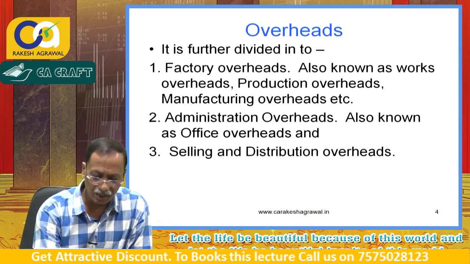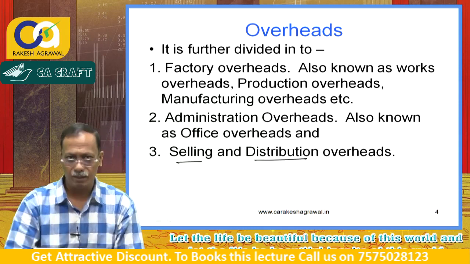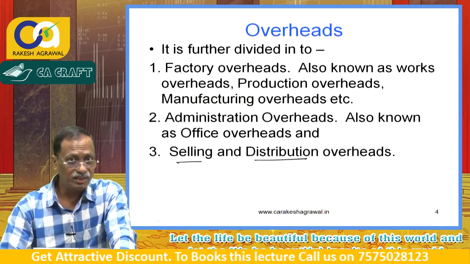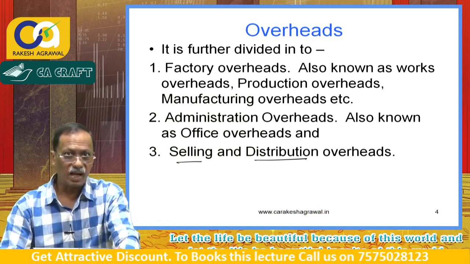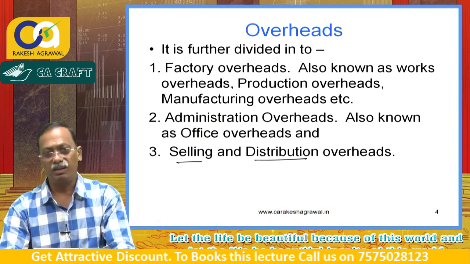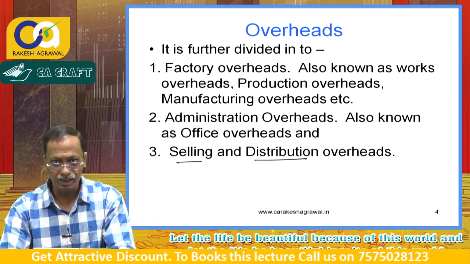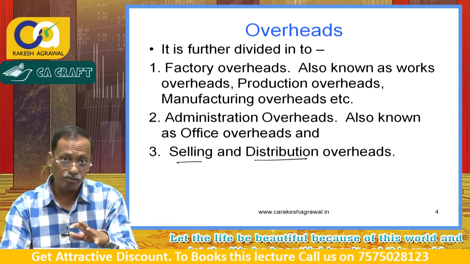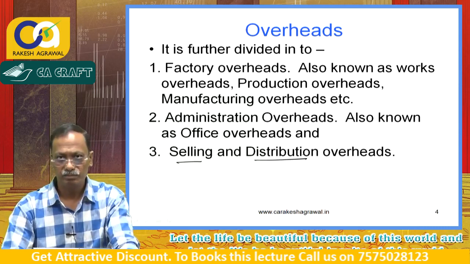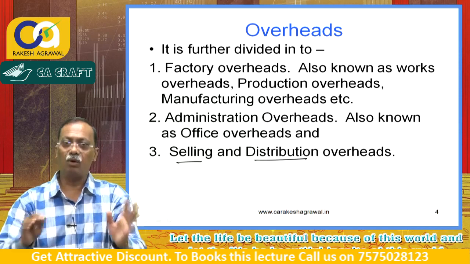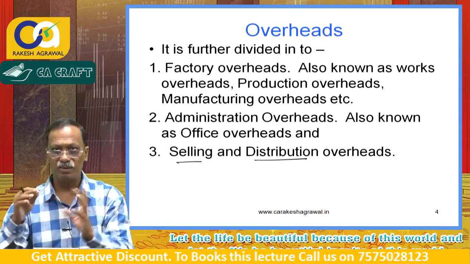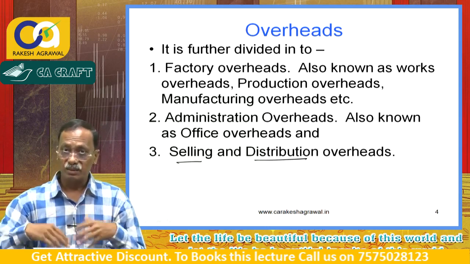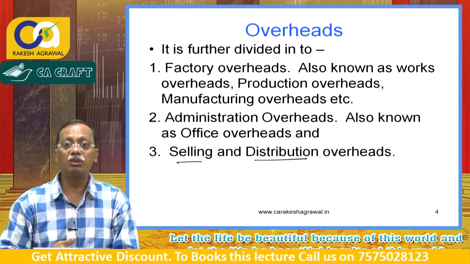Now dear friends, really speaking, these two words have got different meaning, but they are clubbed into one by costing people. Actually, selling activity is the activity for generating the demand, and distribution activity is the activity for satisfying the demand. I repeat once again, selling overheads are different, distribution overheads are different, but in costing they are generally clubbed into one as selling and distribution overheads. Selling means generation of demand and distribution means satisfying the demand.